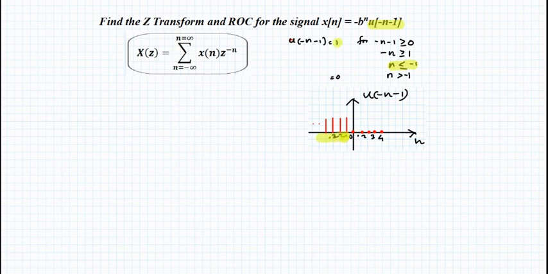So I can change this limit and write the equation X of z equal to sigma. This function magnitude is 1 from minus infinity to minus 1, so we need to start from minus infinity. So you can write from minus infinity to minus 1. Up to minus 1 the function magnitude is 1, otherwise 0. So into minus b raised to n into z raised to minus n.